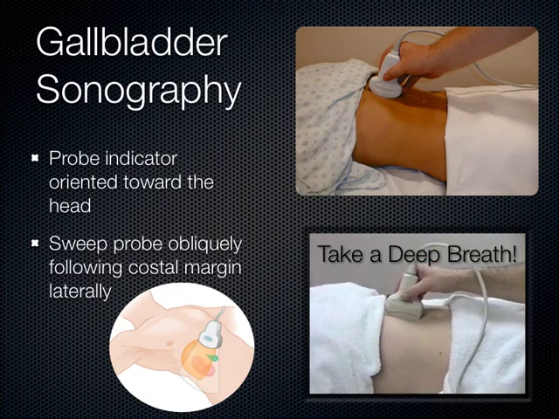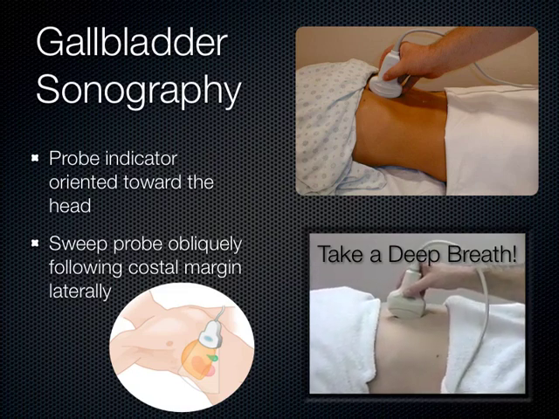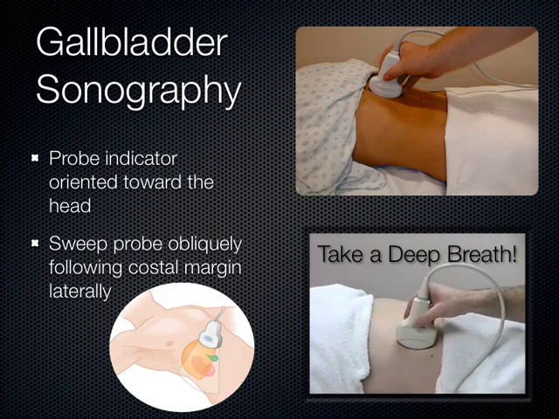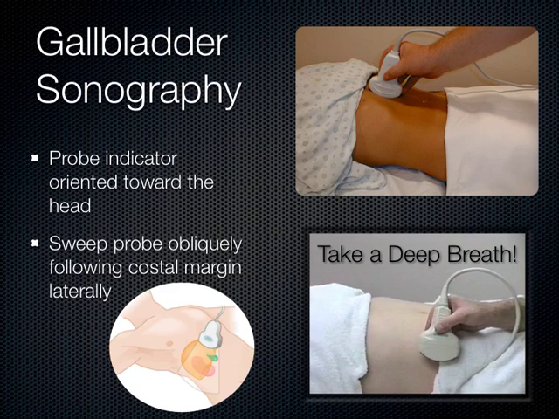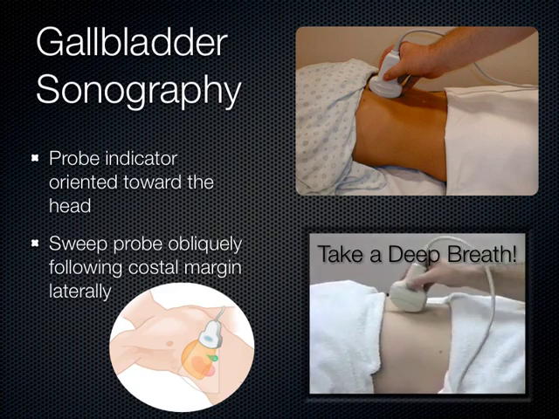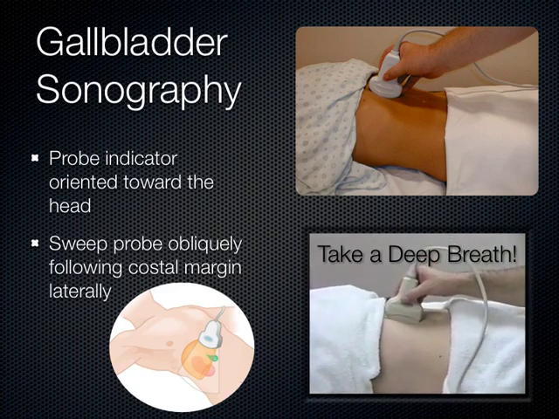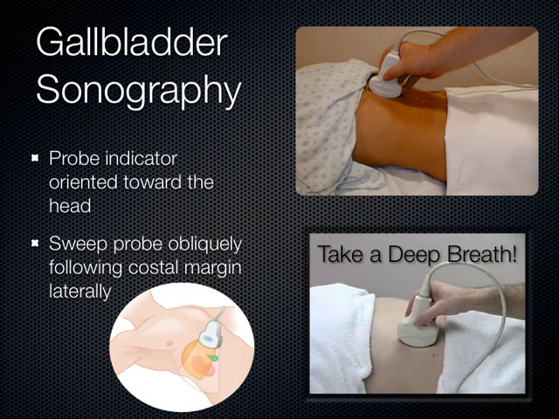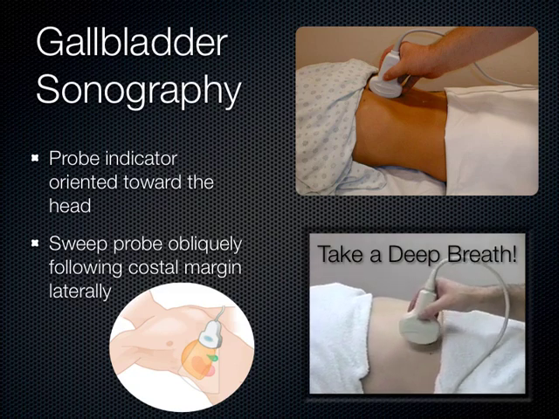This is gallbladder ultrasonography 101 that you're looking at here. What do I mean by that? Well, what you do is you do something called a subcostal sweep. A subcostal sweep is where you take the indicator and you aim it towards the patient's head, and then you have the patient take a deep breath, and as you do so, you follow it along the costal margin.